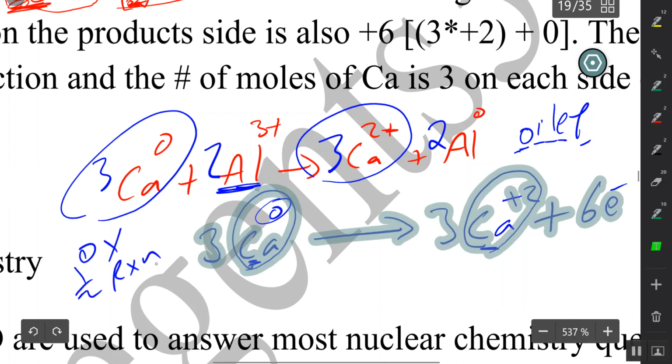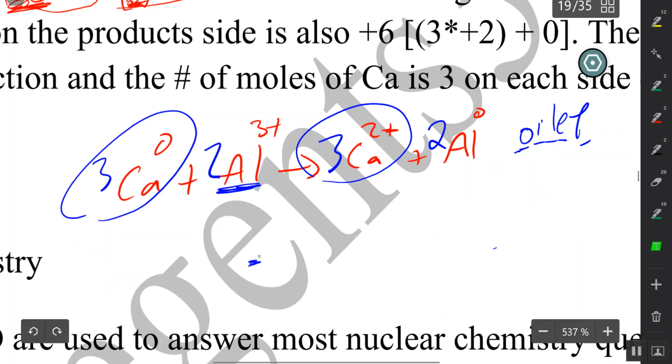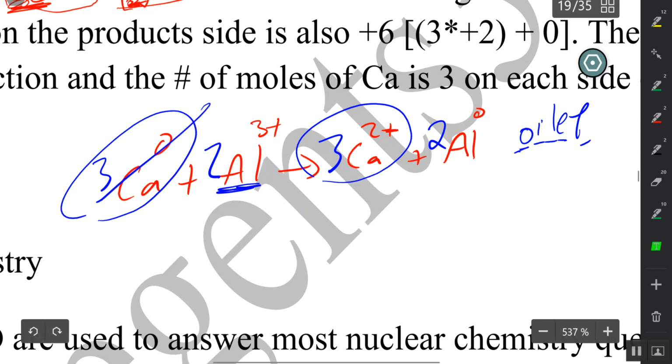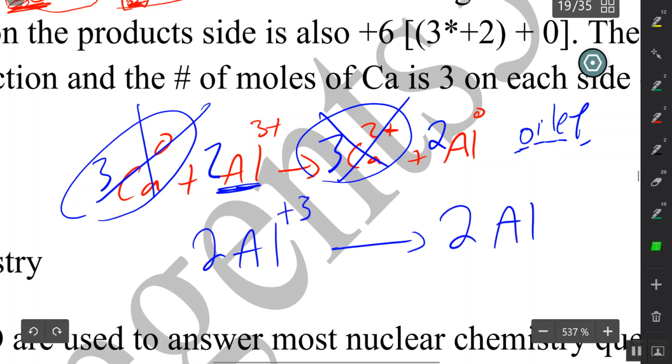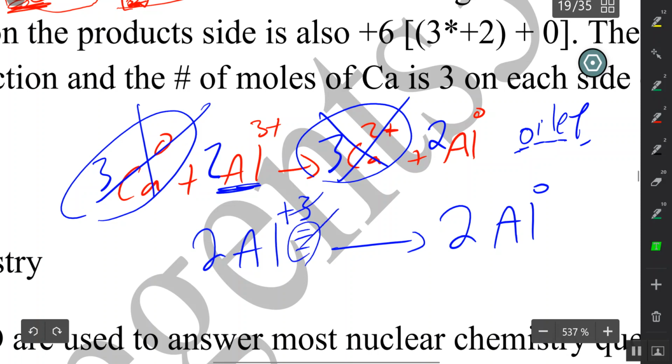Now, going on further and talking about reduction, let's try to write the reduction half reaction. If something was oxidized, something else was reduced for sure. So let's talk about who was reduced. Calcium is out of the picture now because we know it's oxidized. So aluminum. You started with 2 aluminums that have a charge of plus 3, and you ended with 2 aluminums that have a charge of 0. Aluminums were positive, and now they're 0. So that means the aluminums actually gained 3 more electrons that canceled out this positive 3 charge.